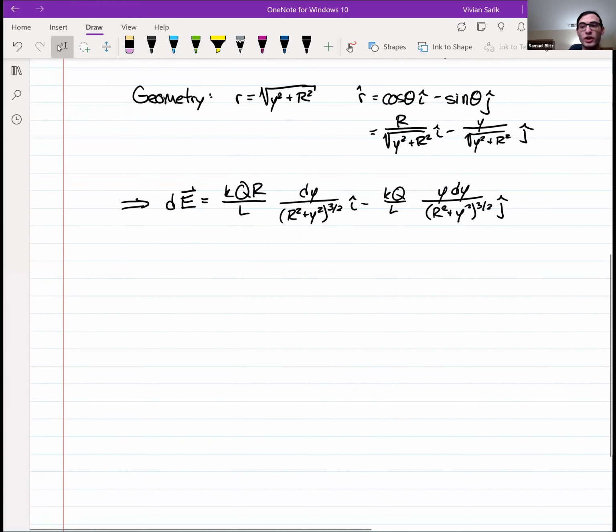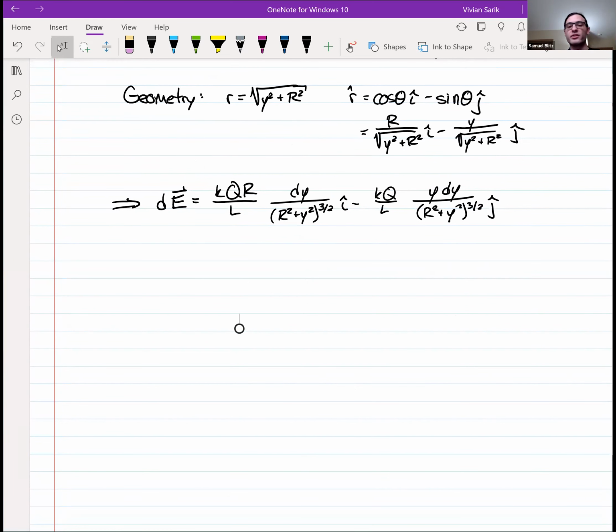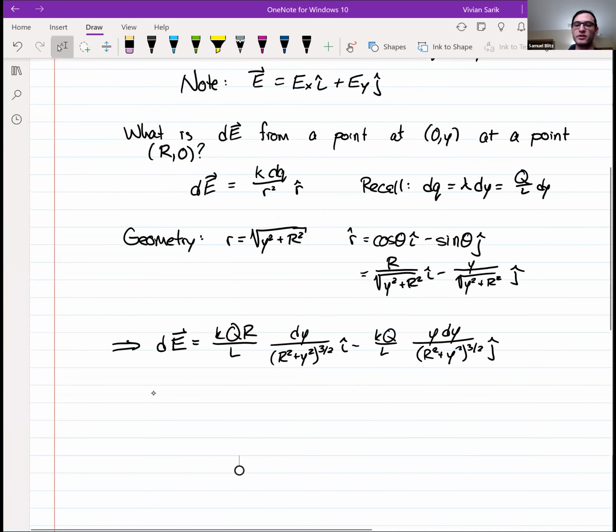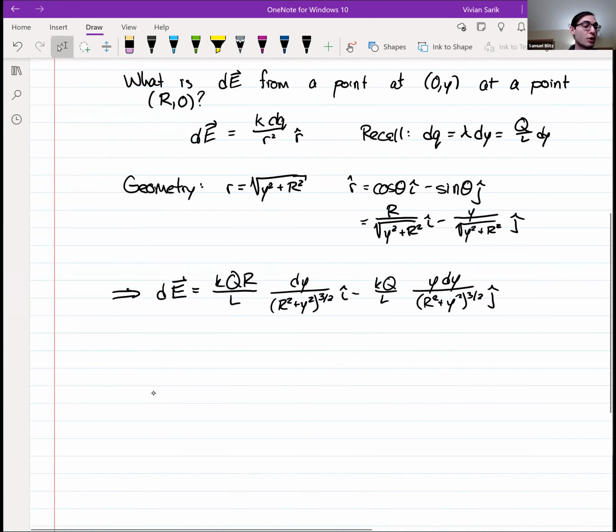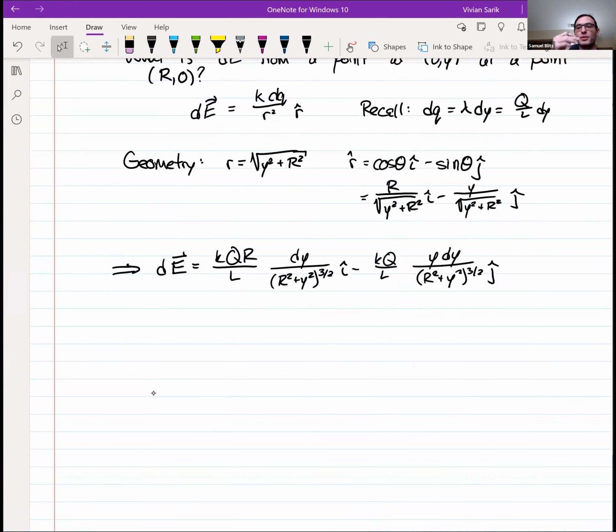So now the only thing to do, so the 3/2 came from R, which is y squared plus r squared to the 1/2. And then there's 2 of those from the 1 over r squared. And then there's 1 more from the denominator of the angles. So it's 1/2 times 2 plus 1/2. Right, so now all that's left to do is to just add up the contribution of all of these electric fields for the entire rod.